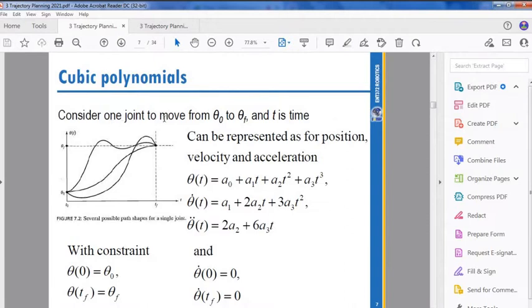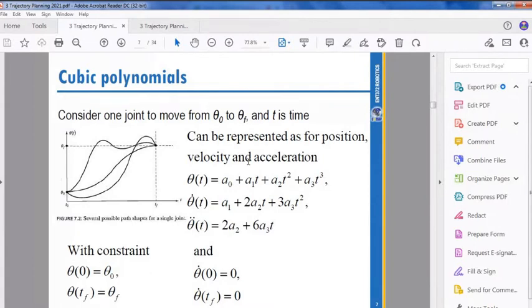Consider one joint moving from theta 0 to theta final. For example, here we have one robotic arm, and you want to move from A to B, from theta 0 to theta final. Maybe you want to move from 10 degrees to 90 degrees. What is the duration you want to move? From T0 to T final, maybe 0 to 3 seconds. So you want to move in 3 seconds.